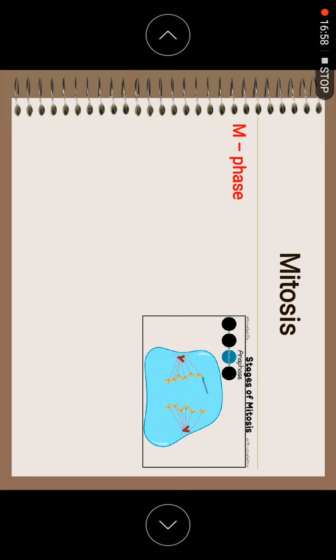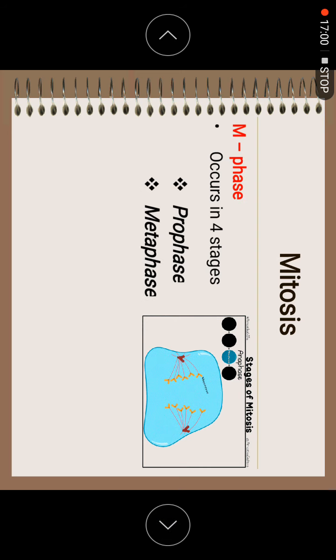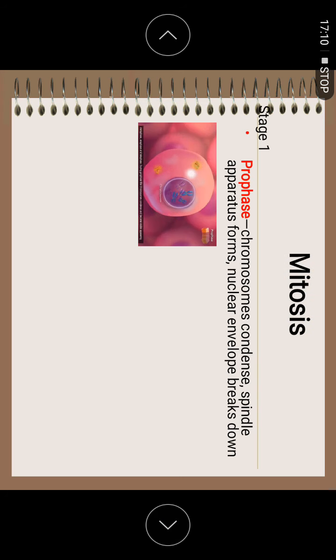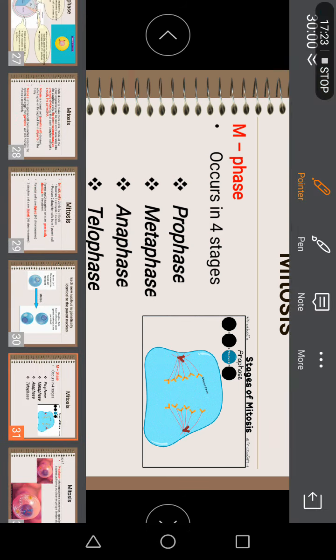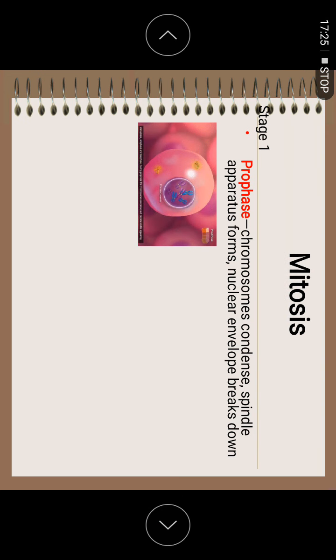So what we can see, we have M phase. After interphase we enter M phase, the mitotic phase, and this mitotic phase has 4 stages: prophase, metaphase, anaphase, and telophase. You cannot miss any or jump ahead. It must go from prophase to metaphase, anaphase, then telophase.